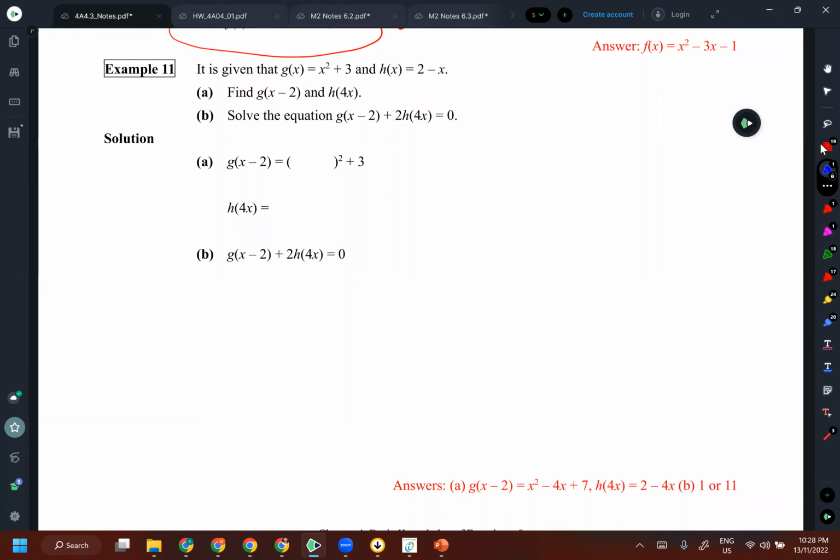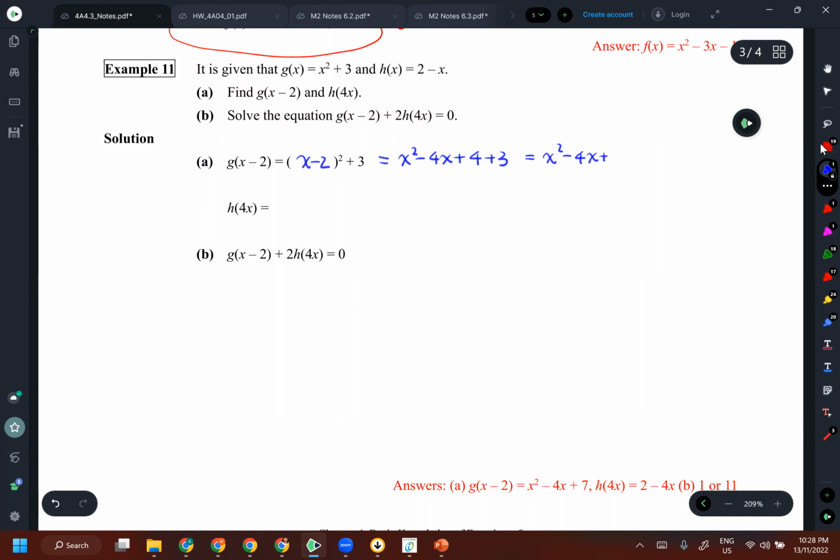G of x minus 2. You need to replace x in g of x with x minus 2. Where it was x squared, now becomes x minus 2 squared. And then you will simplify your finding. Further simplify your finding. The answer is x squared minus 4x plus 7.